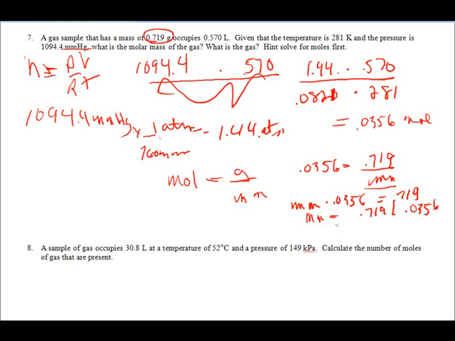This gives me an answer of 20.2. I look at my periodic table, and what I find is this is neon. Neon has a molar mass of 20.2. Okay, let's pause for a sec.